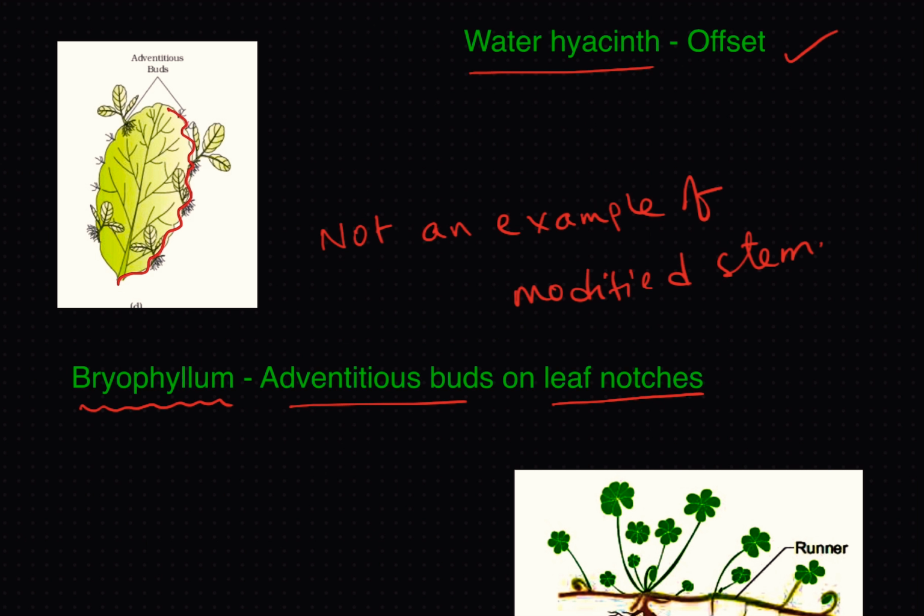Each notch will have an adventitious bud. From this adventitious bud a new plantlet will arise, right. So, here the leaf itself is the vegetative propagule. From the notches of the leaves, adventitious buds will give rise to new plantlets like this.